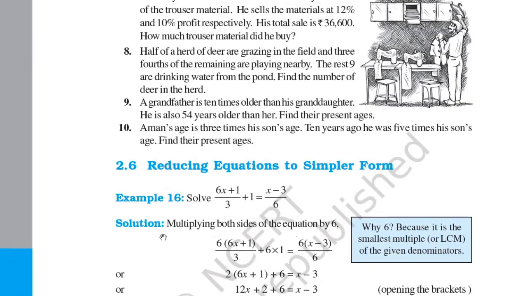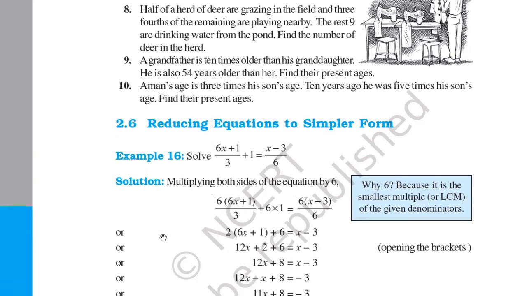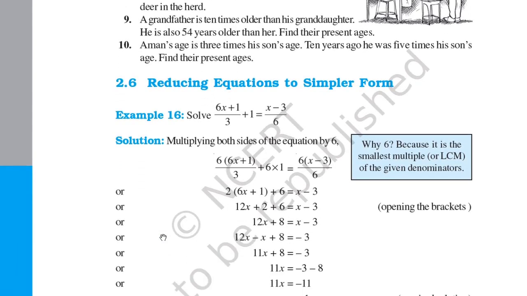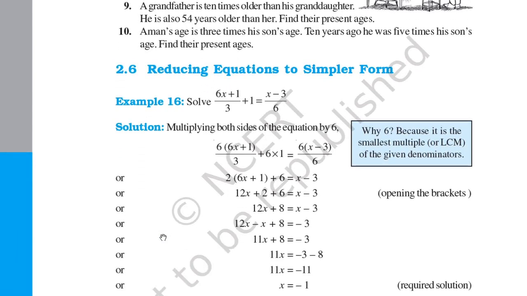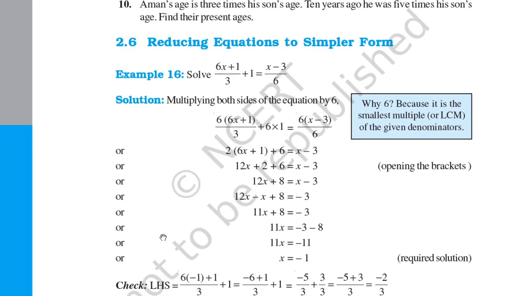So 2.6, reducing equation to simpler form. Example number 16, solve (6x + 1)/3 + 1 = (x - 3)/6. So multiplying both sides of the equation by 6, some values will be cancelled out. So you can see here 6 into (6x + 1)/3 plus 6 into 1. They have multiplied 6 here also and 6 here also, and then here also 6, these two will get cancelled. So 2(6x + 1) + 6 = x - 3.